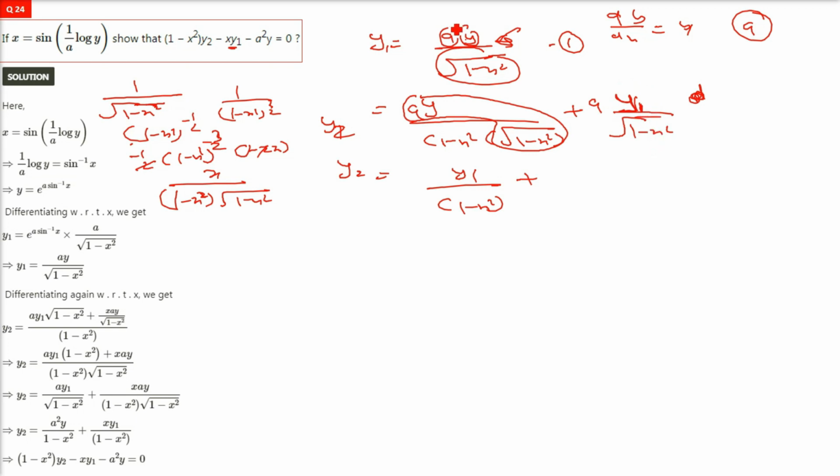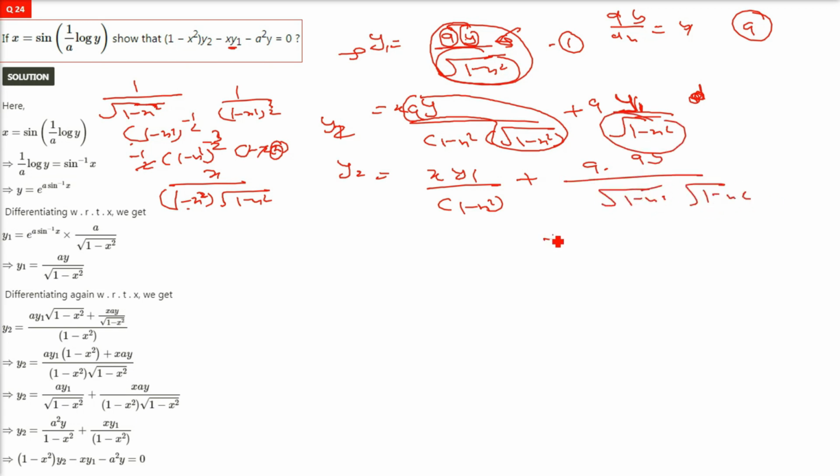So how can we get this? When we did that, I told you x was already there, so don't forget about x. Let us introduce this again: ay by under root 1 minus x square. In place of y1 I am replacing ay by under root 1 minus x square. What do you get? In the second term, under root gets cancelled, and you get a square y by 1 minus x square. Here we have x y1 by 1 minus x square.